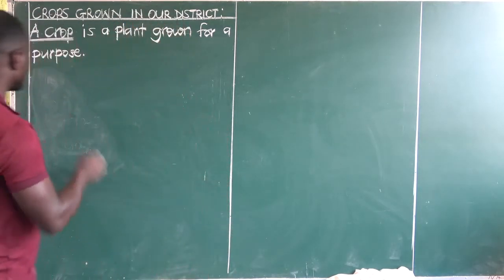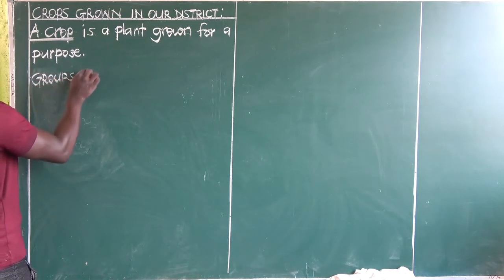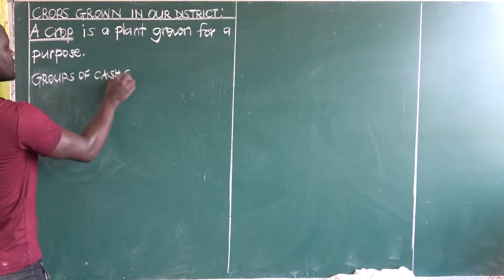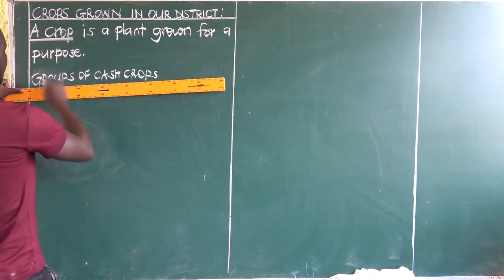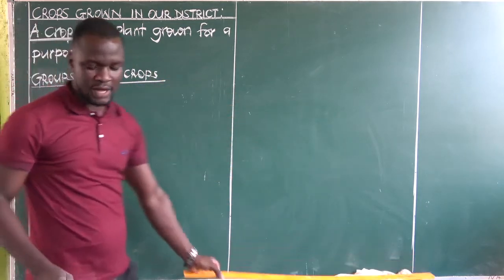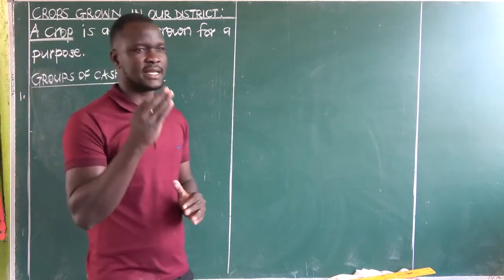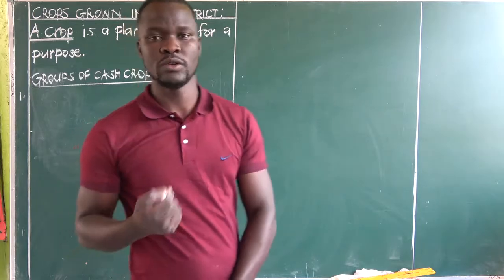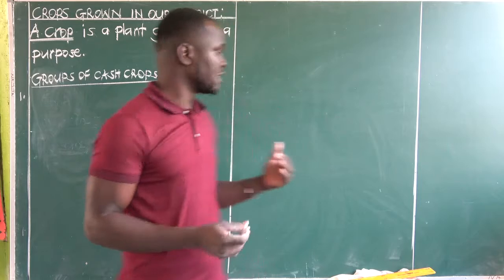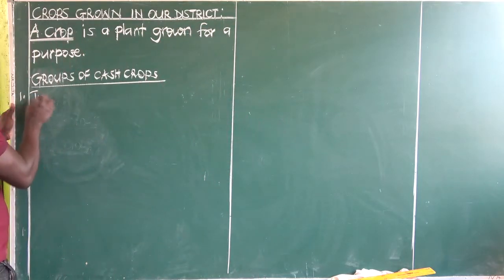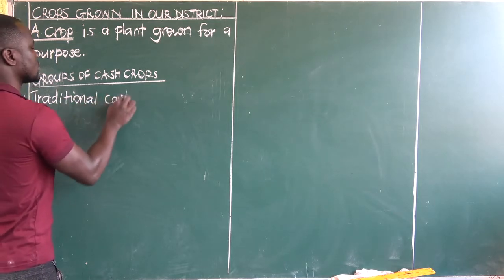We are going to have the groups of cash crops. So we are going to have 2 groups of cash crops. One, we shall have the ones that were originally grown for sale, meaning at first. Remember the other groups that we are talking of, food crops, cash crops. We shall have what we call traditional cash crops.